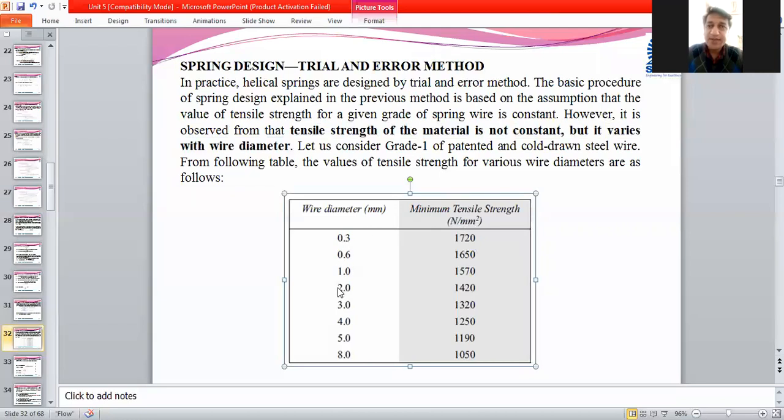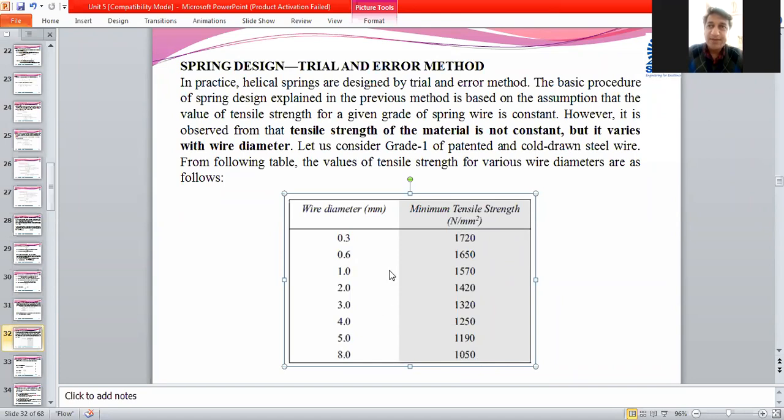Whereas if you take the example that a 2 millimeter wire is used, that strength has decreased, and its value is 1420 Newton per millimeter square. Whereas if you directly jump to the 8 millimeter diameter wire, its tensile strength has decreased further, and it is 1050 Newton per millimeter square.